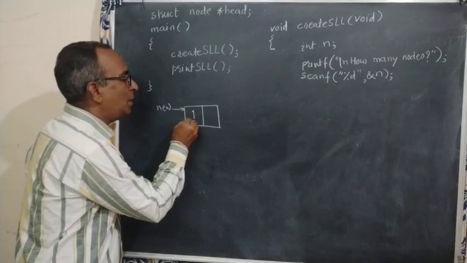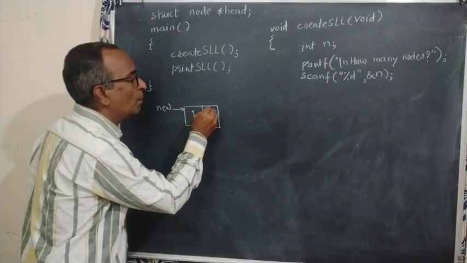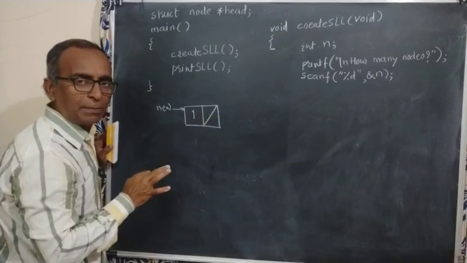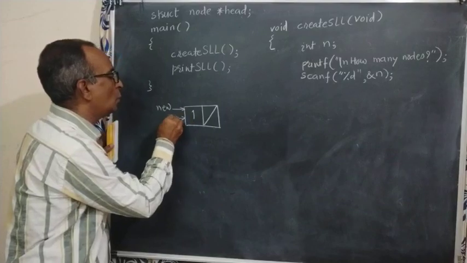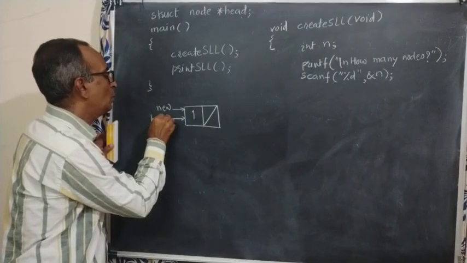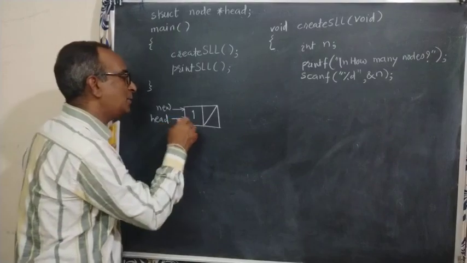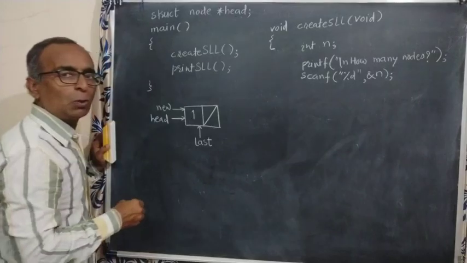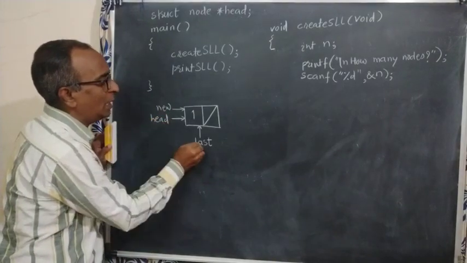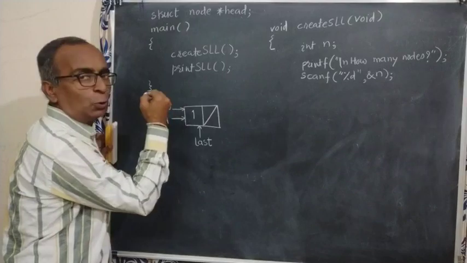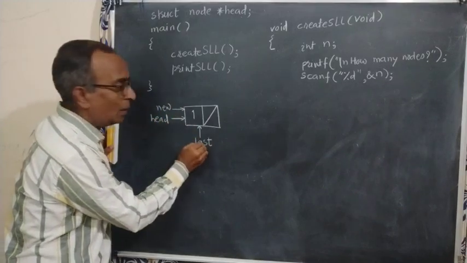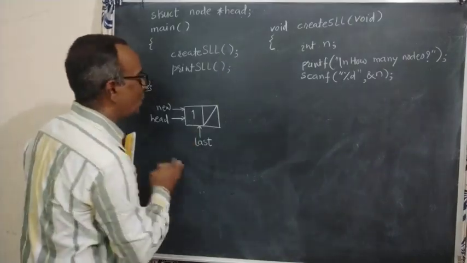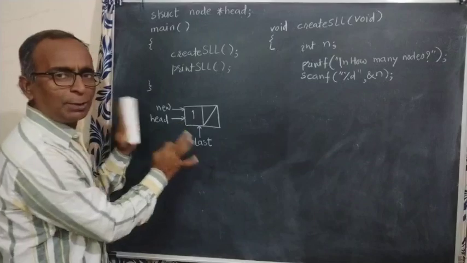Now for the first node, what will be the link field? The link field will be null. You are setting that. Then this will be the first node or head node. Head will be pointing to this, and as this is the first node, last also will be pointing to this only. So what are the types of pointers? This new, head and last. New is a struct node pointer, head is a struct node pointer, last is a struct node pointer, right? 3 pointers. This is set for the first node.